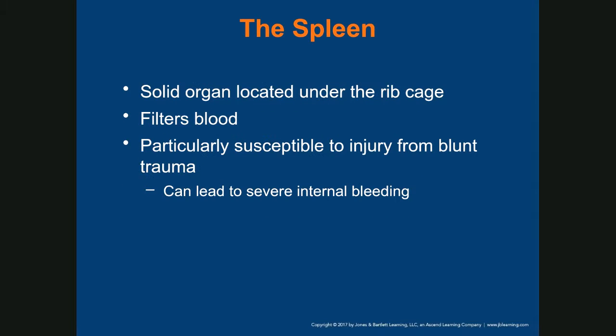The spleen, very important organ. It's a solid organ located under the rib cage and it filters blood, right? The spleen also stores a supply of blood in case our body goes into shock. It is particularly susceptible to injury from blunt trauma and it can lead to significant blood loss internally.